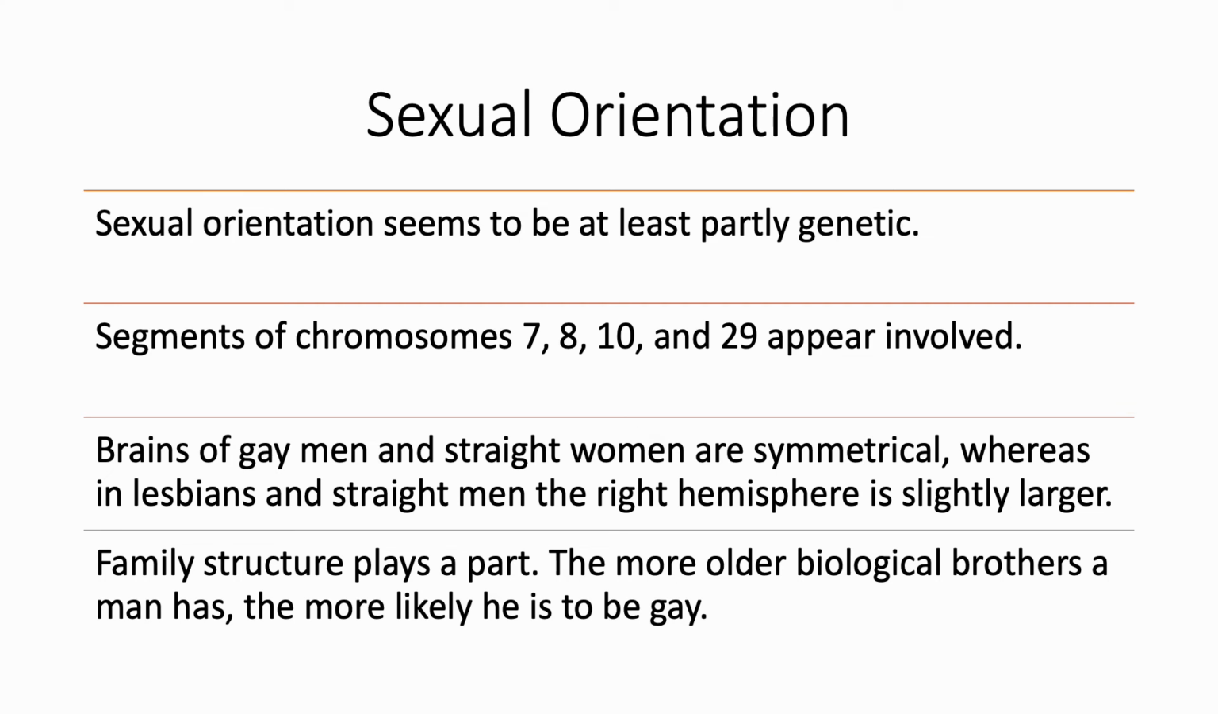Sexual orientation seems to at least be partly genetic. Segments of chromosomes 7, 8, 10, and 29 appear to be involved. We also know that the brains of gay men and straight women are symmetrical, whereas in lesbians and straight men the right hemisphere is slightly larger. Family structures also play a role. The more older biological brothers a man has, the more likely he is to be gay.